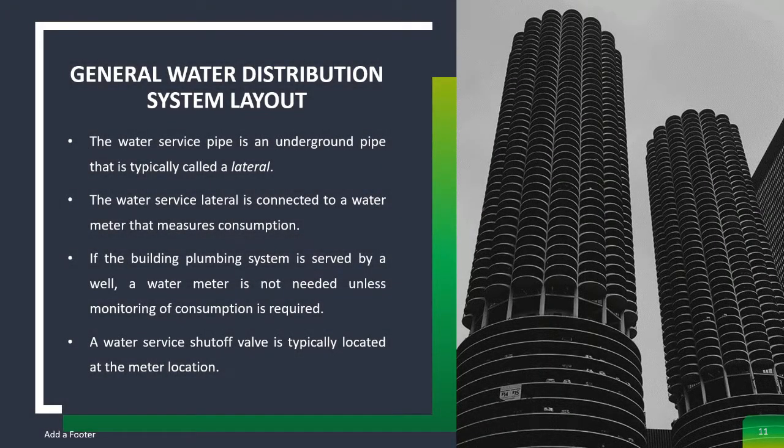Now, since we already know the main parts of a water supply system, let's now move to the general water distribution system layout. The water service pipe is an underground pipe that is typically called a lateral. The water service lateral is connected to a water meter that measures consumption. If the building plumbing system is served by a well, a water meter is not needed unless monitoring of consumption is required. A water service shut-off valve is typically located at the meter location.